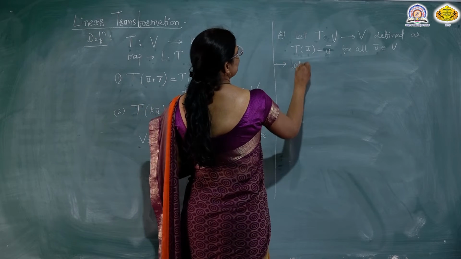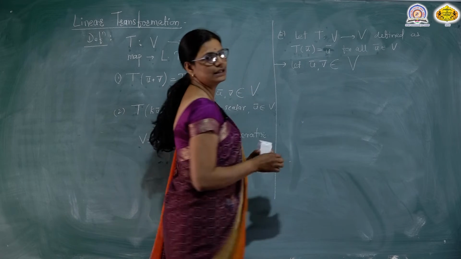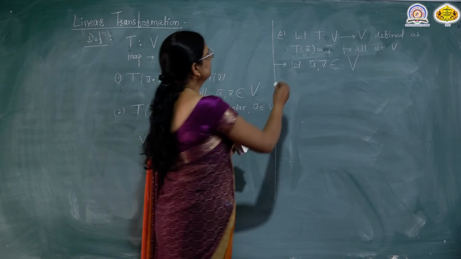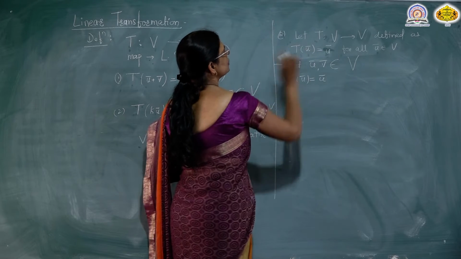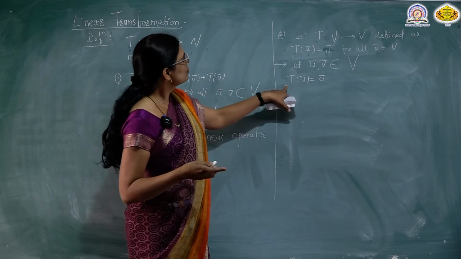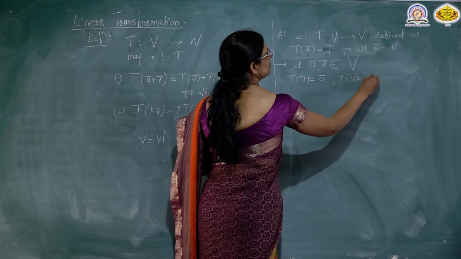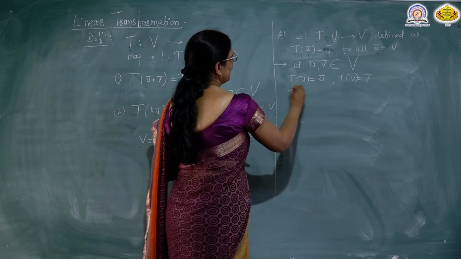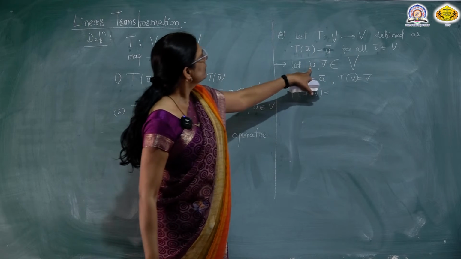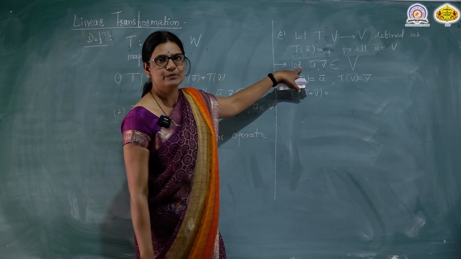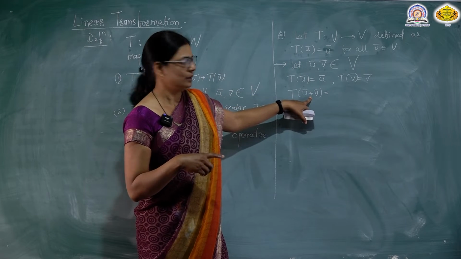For that, first we consider u bar and v bar as vectors from V. These are the elements from V. Then calculate T of u bar. According to this definition, u maps to itself, so T(u bar) equals u bar. T of v bar is also equal to v bar. Second, calculate T of u bar plus v bar. Since u and v both are elements from V, their addition is again in V, because V is a vector space.